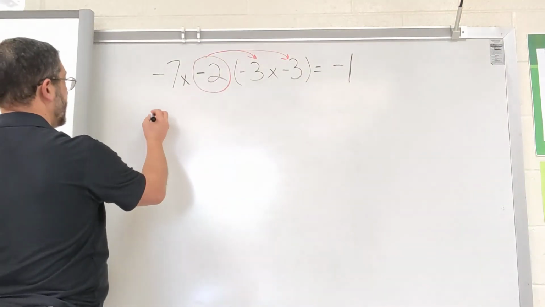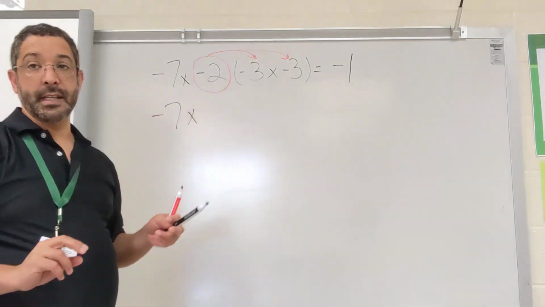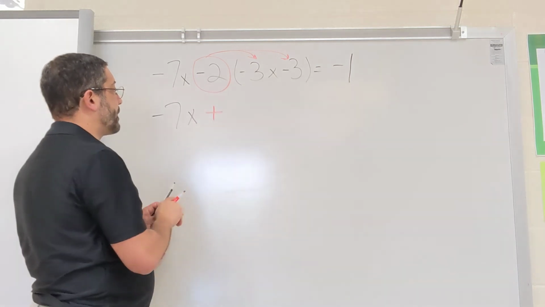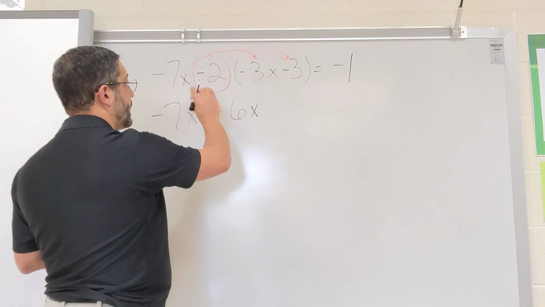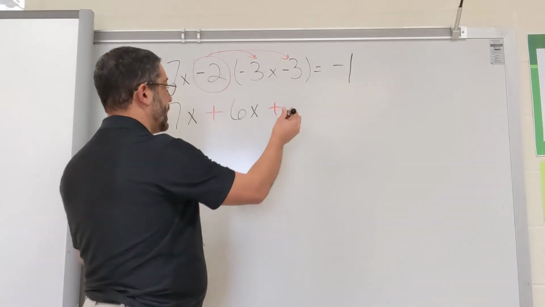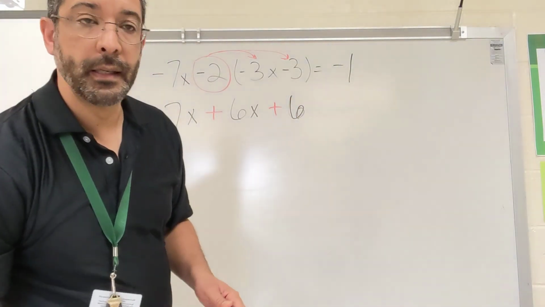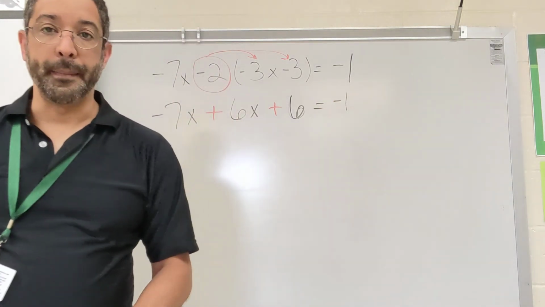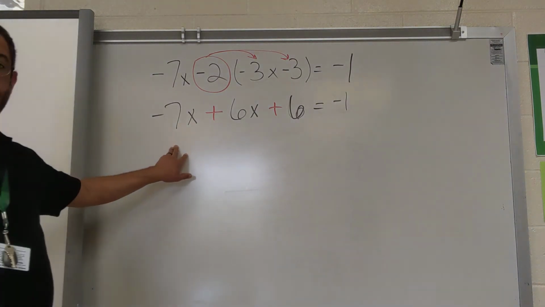So I'm left with negative 7x. When I do negative 2 times a negative 3x, a negative times a negative makes a sign change, so that becomes a positive. Negative 2 times a negative 3 makes another sign change, so that becomes a positive. And all of this equals negative 1. All right, so I did my distributing, so now I just need to combine my like terms.